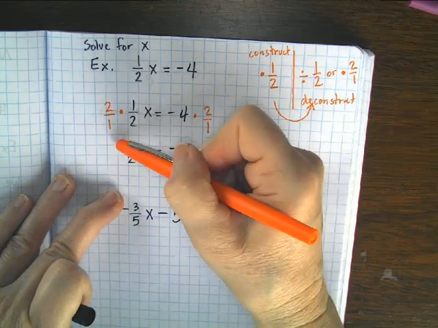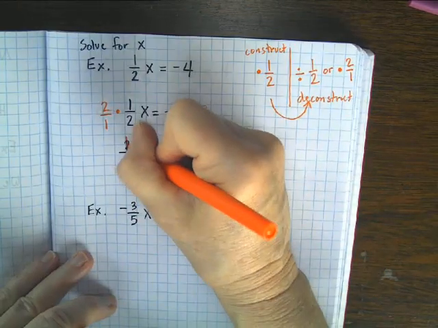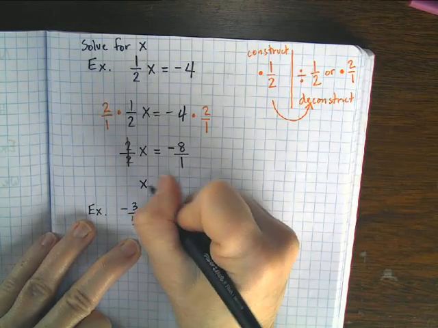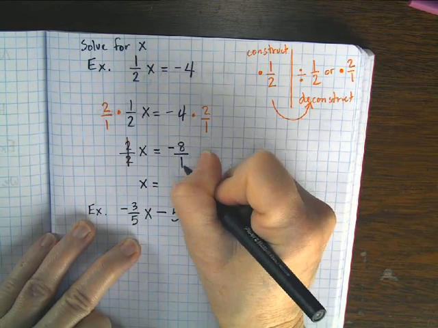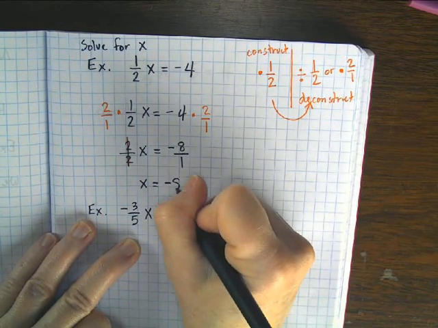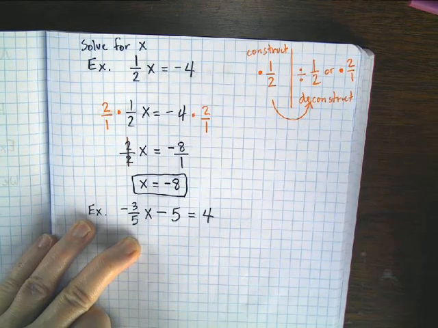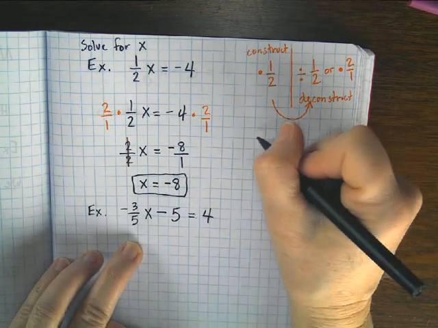2 divided by 2, well, that's just 1. So I'm left with x, and negative 8 divided by 1 is negative 8. And there's my answer. Okay? And we could check it. We could do a check.